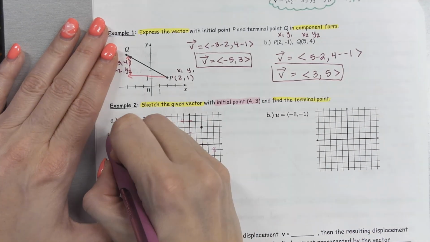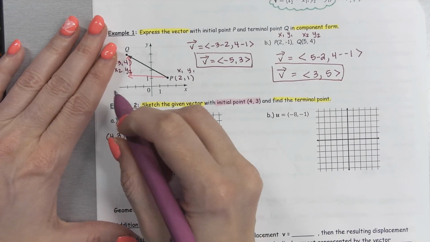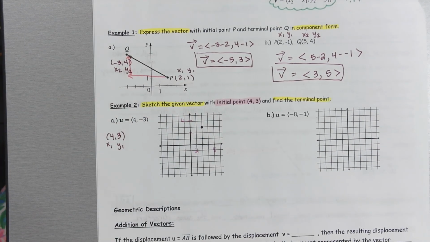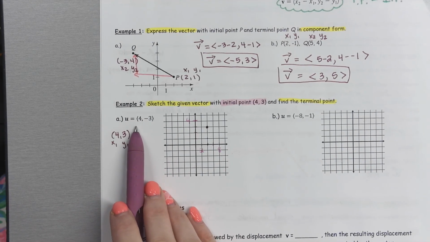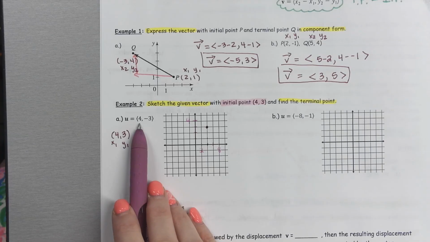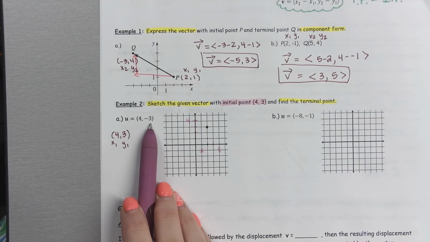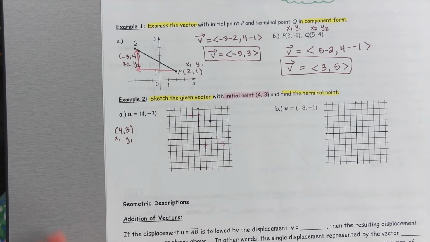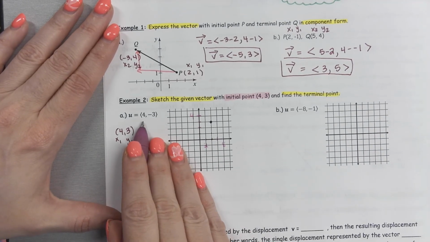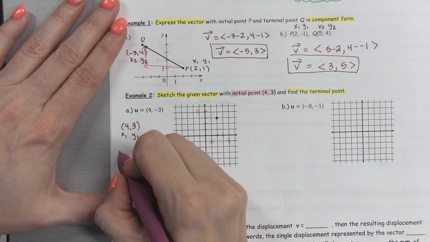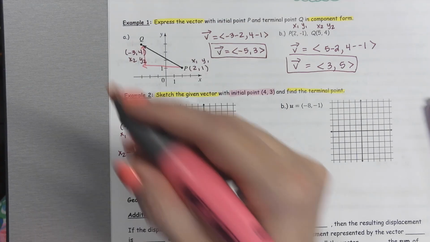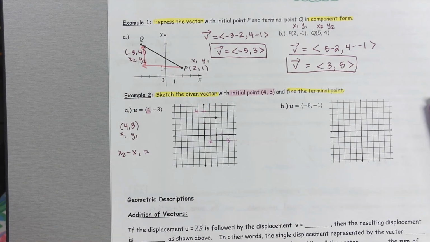So they give you the initial point, 4, 3, that's your x1 and then your y1. There are several different ways that you can do this. You know that you have a positive 4. So you can go to the right 4 and then down 3 to find where that other point is, or you can find it algebraically. According to our formula, if we have x2 minus x1, that's going to equal the horizontal component 4.